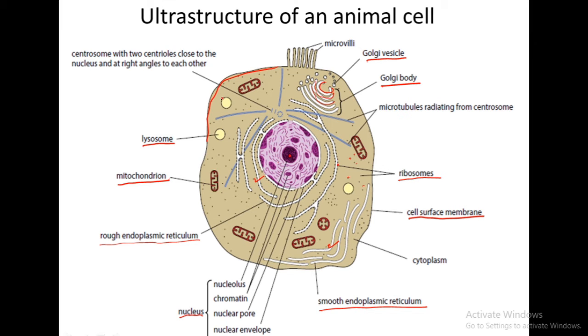All these structures, that is nucleus, endoplasmic reticulum, rough and smooth, mitochondria, lysosomes, Golgi bodies, Golgi vesicle, till now whatever we have discussed is present in plant cells as well. But there is one thing which is not present in plant cell, that is centrosomes. And this centrosome has centrioles which are lying perpendicular to each other, at right angle to each other, like this. So there is one centriole like this, and there will be one centriole like this.